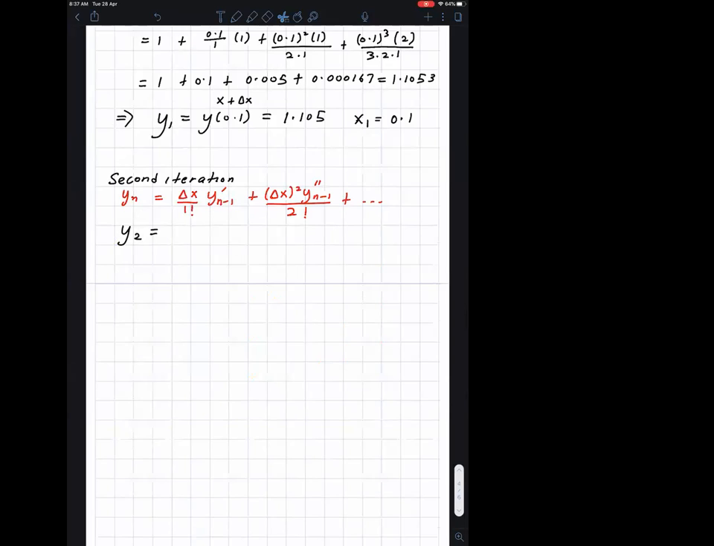So y2 is going to be y1 plus delta x over 1 factorial, y1 prime, plus delta x squared over 2 factorial, y1 double prime, plus delta x cube over 3 factorial, y1 triple prime.